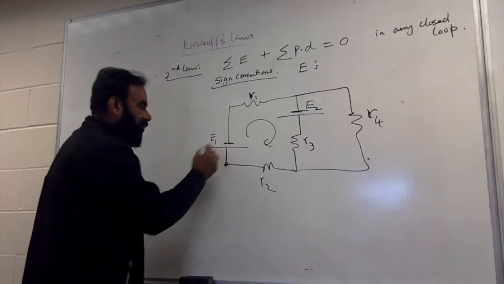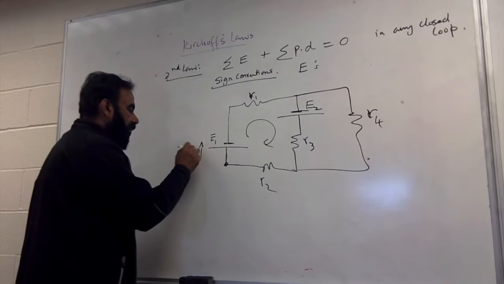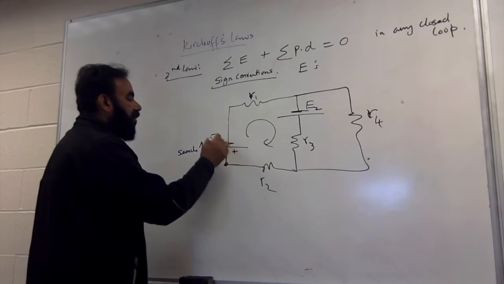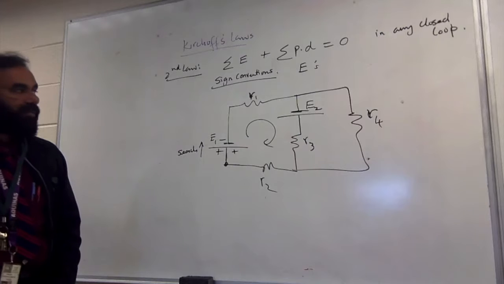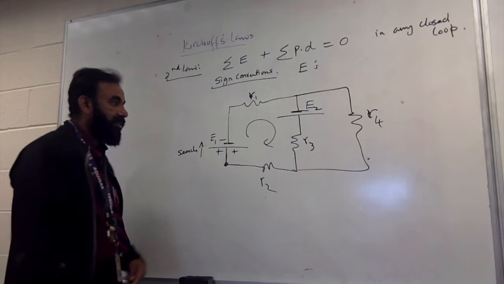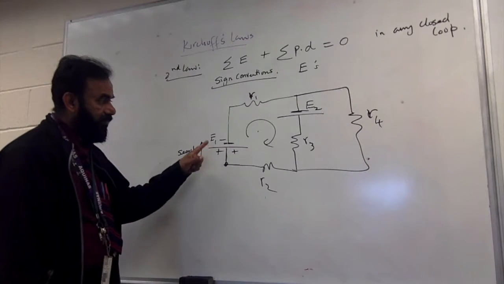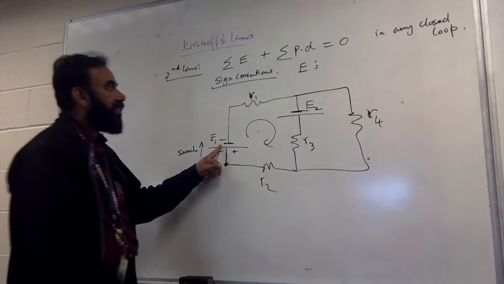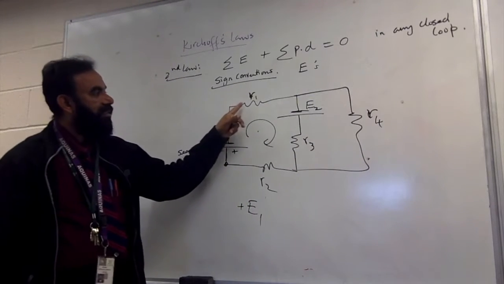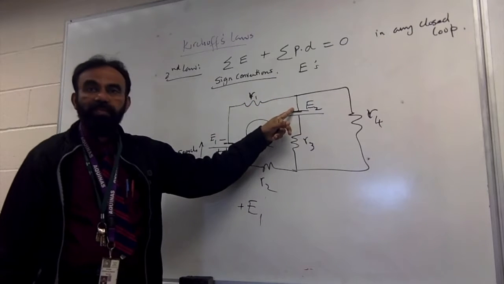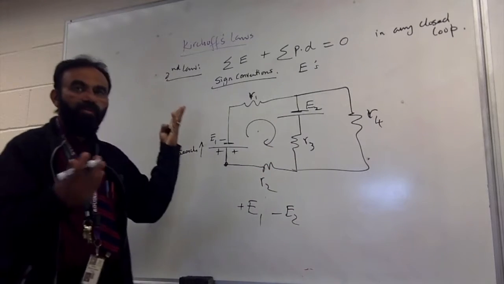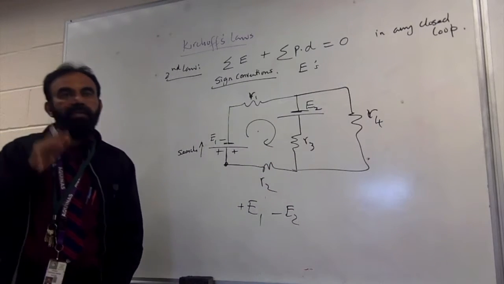You're searching that way. When you're searching that way, which EMFs will you consider as positive? If you bump into the positive terminal, then that's a positive EMF. If you bump into the negative terminal, there will be a negative EMF. So for this loop that I've chosen, when I start from here, that's a positive EMF, so E1. And then I keep searching, looking for only the EMFs. When you come here, this will be a negative EMF. And then you come back to the starting point. So this is how we search for the EMFs.